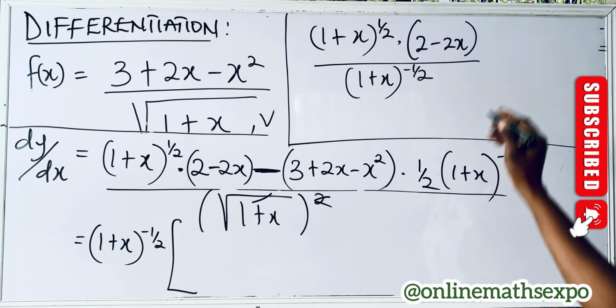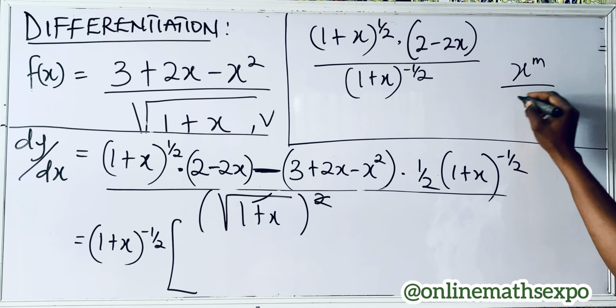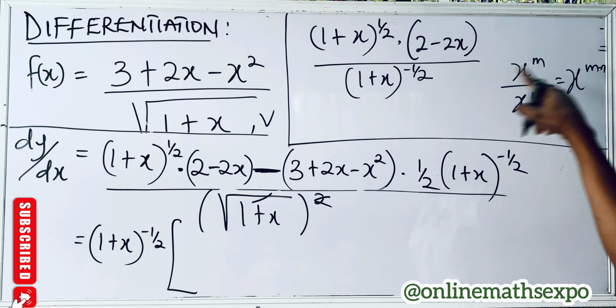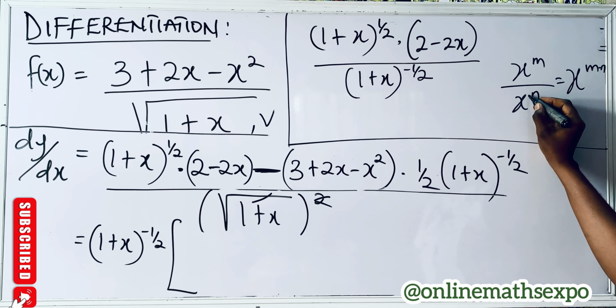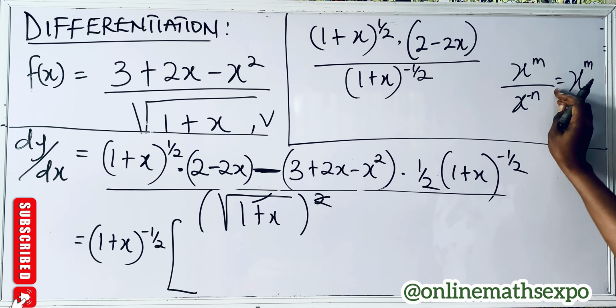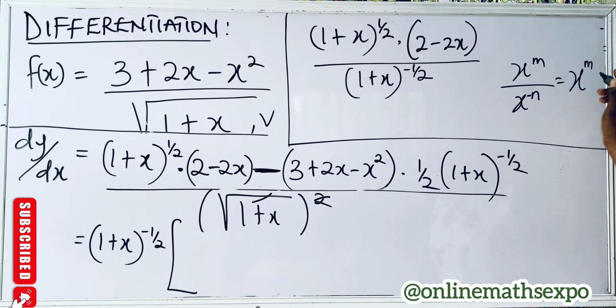In your indices, x to the power of m over x to the power of n is x to the power of m, you subtract. This is your indices. So supposing this has a negative, it means we are going to have x to the power of m. The subtraction will affect this, so we have plus n. I hope that is clear.